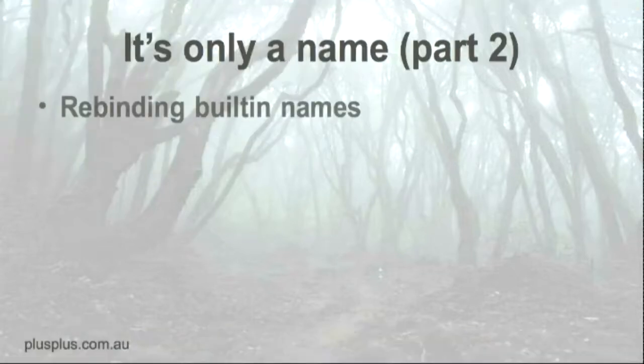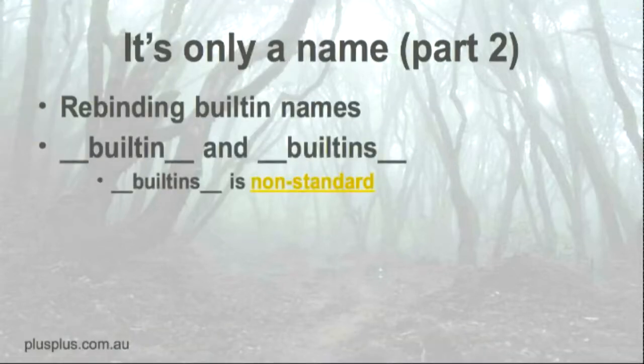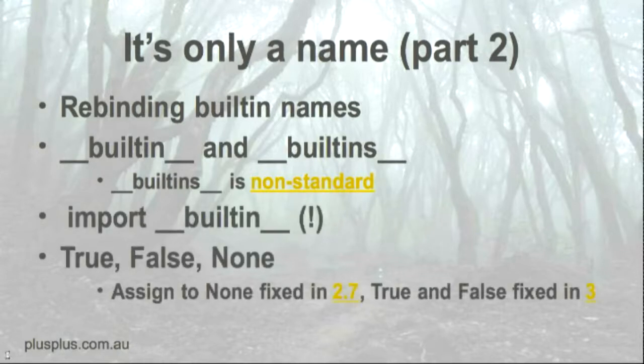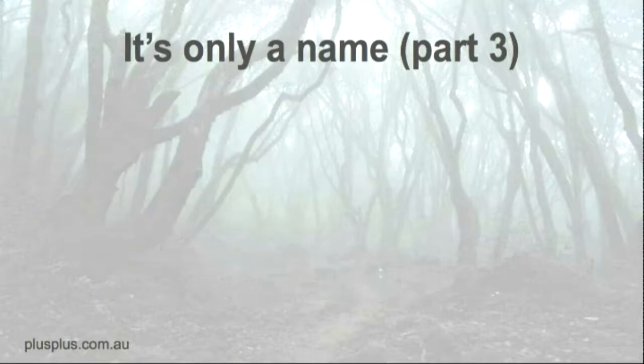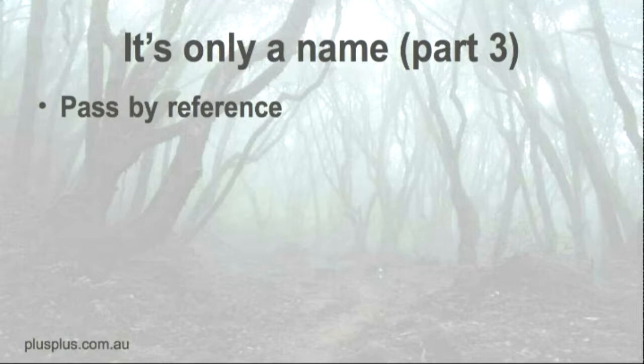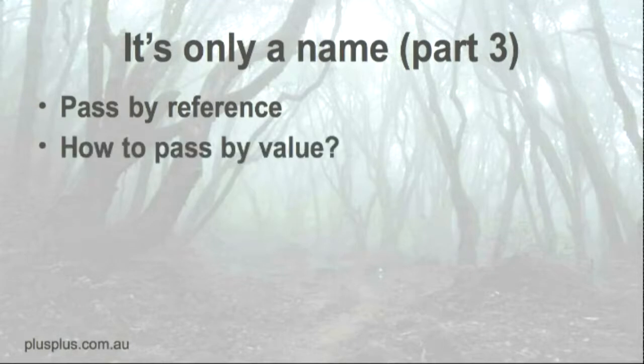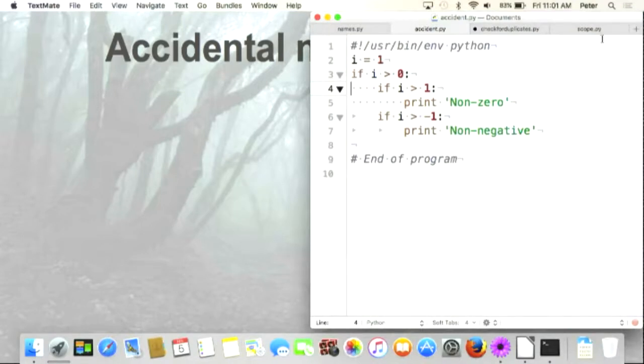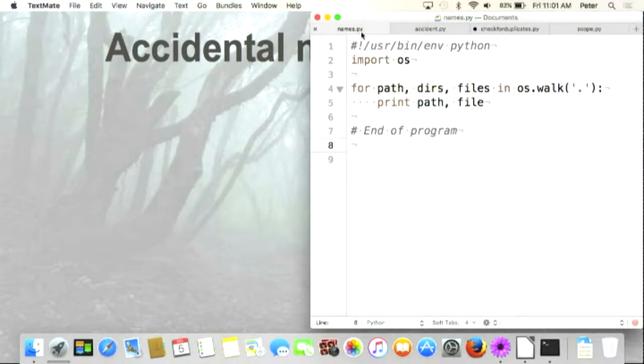So, it's only a name. Rebinding the built-in names, I showed you that. __builtins__ is not standard, so import __builtin__, and then you can use it. Watch out, None has actually been a keyword for a while, so you don't have to worry about rebinding None. And we've looked at pass by reference and how to pass by value. Accidental name creation. Let's go and look at some more programs like this one.